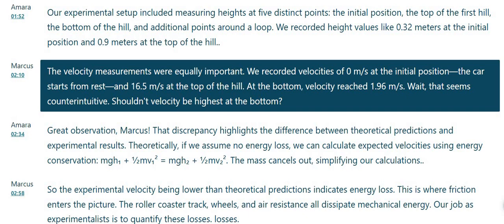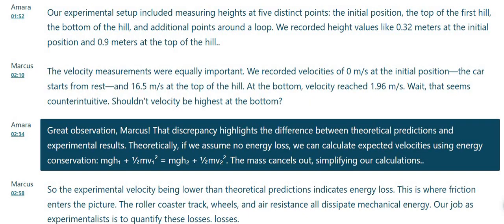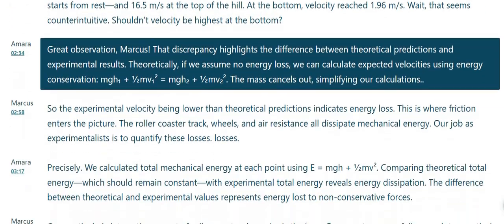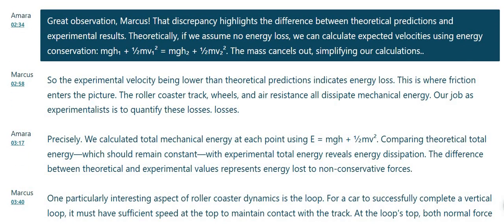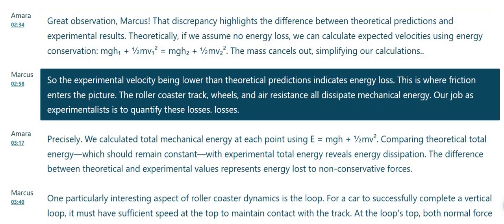Wait, that seems counterintuitive. Shouldn't velocity be highest at the bottom? Great observation, Marcus. That discrepancy highlights the difference between theoretical predictions and experimental results. Theoretically, if we assume no energy loss, we can calculate expected velocities using energy conservation. mgh1 plus half mv1 squared equals mgh2 plus half mv2 squared. The mass cancels out, simplifying our calculations.